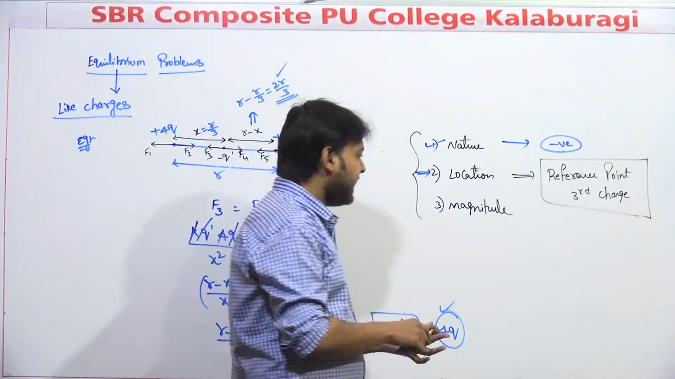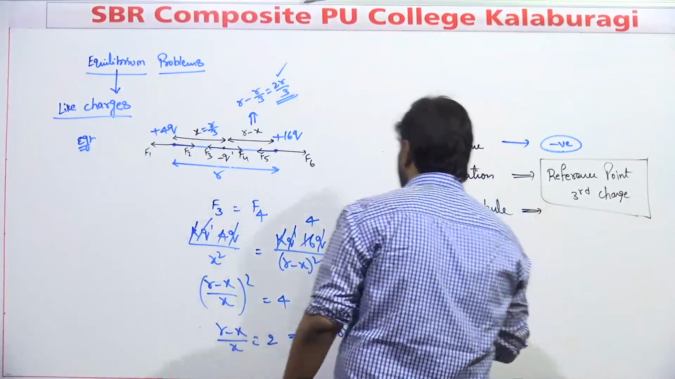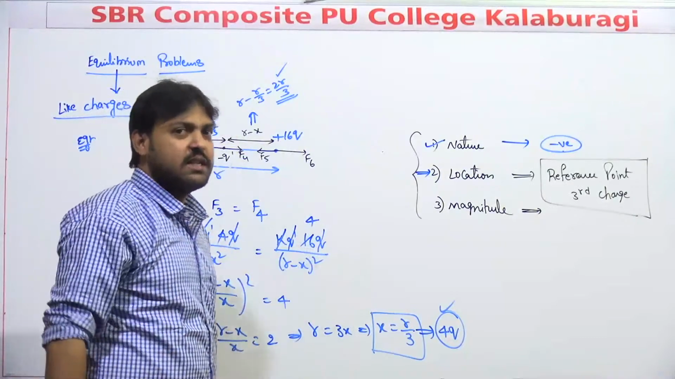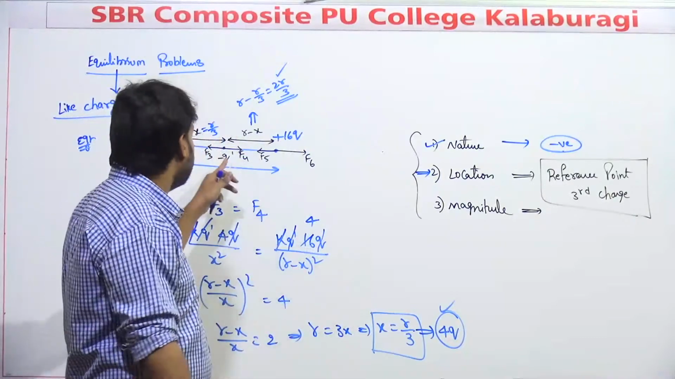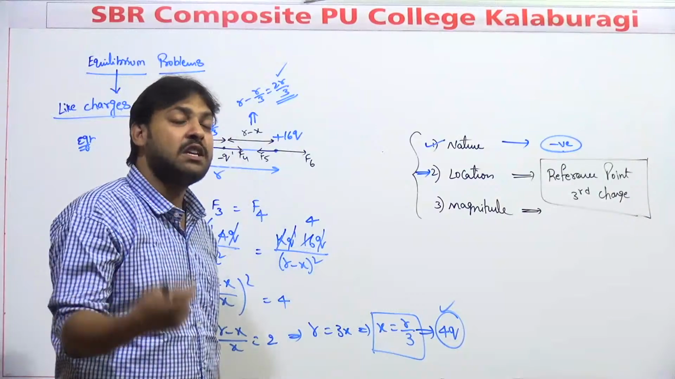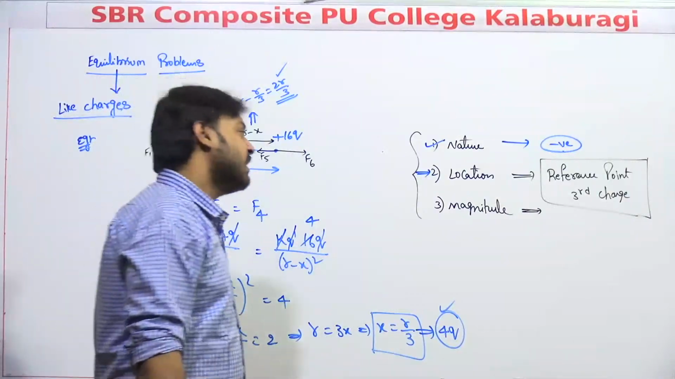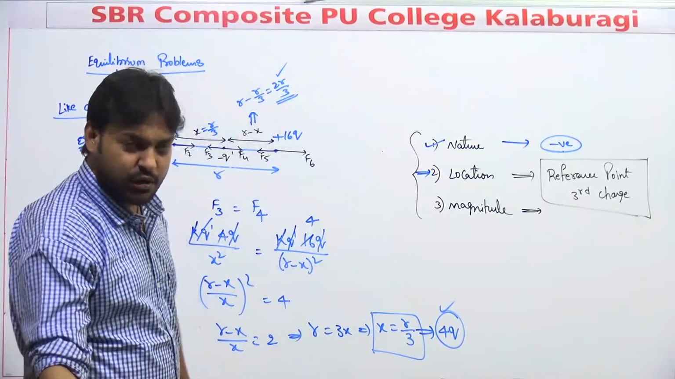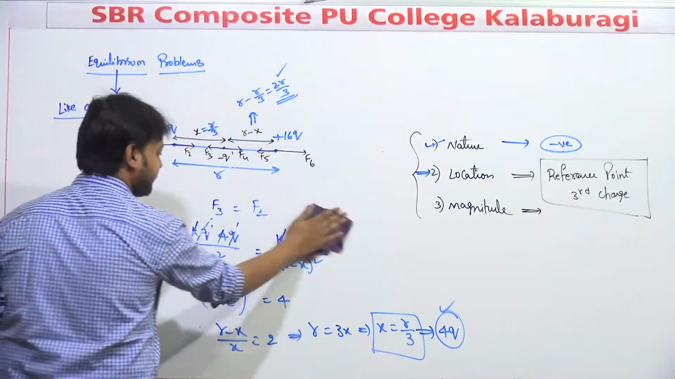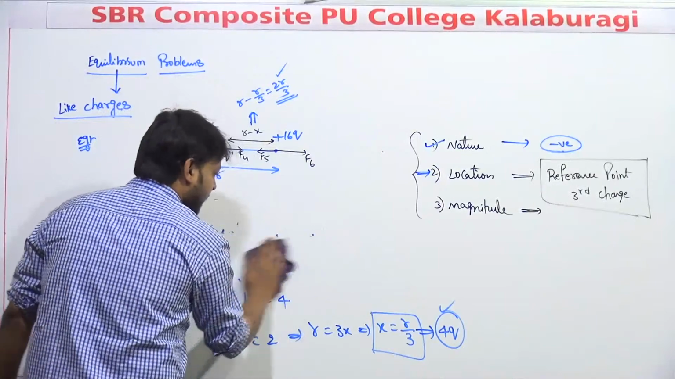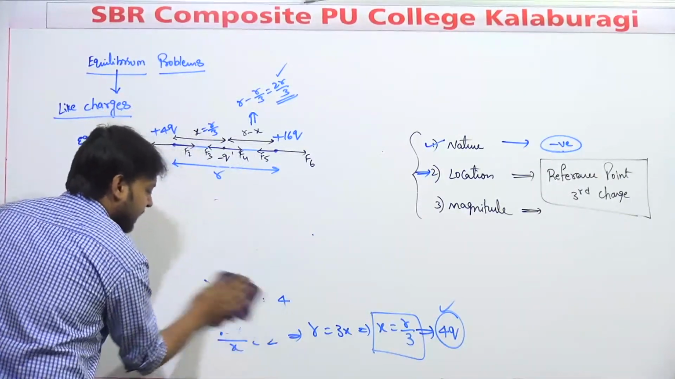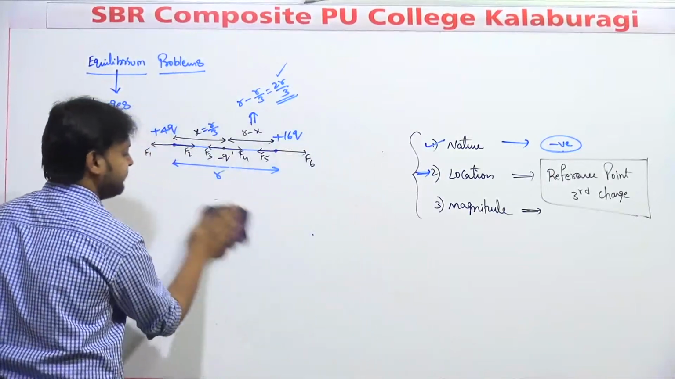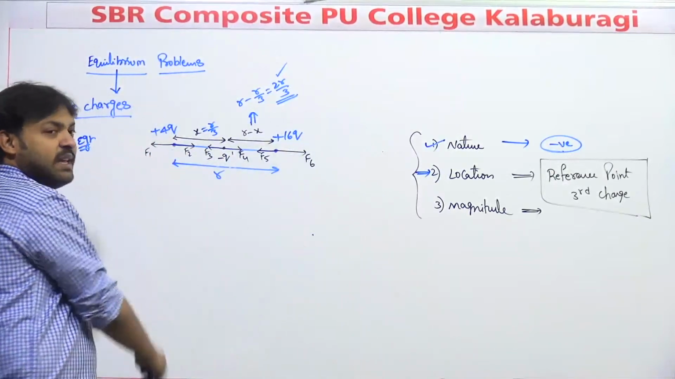Alright? And next, finding the magnitude of the charge. In the sense, what magnitude do you have to place? What is the magnitude of q dash? Let us suppose I assume it as q dash. Then what will be the magnitude of that q dash? Right? So, is that clear? Now finding the magnitude of q dash. Now think about the reference point.